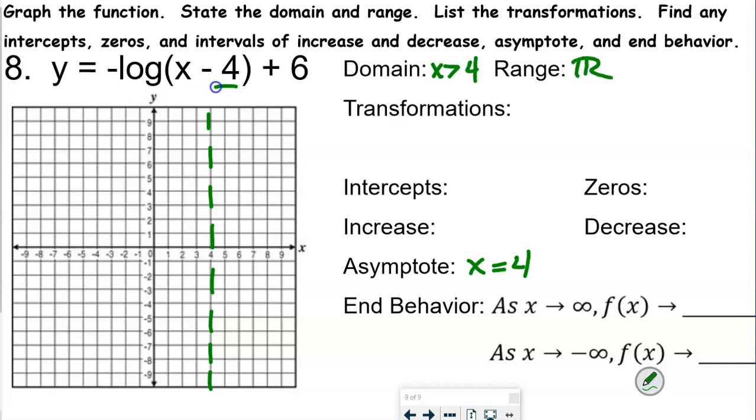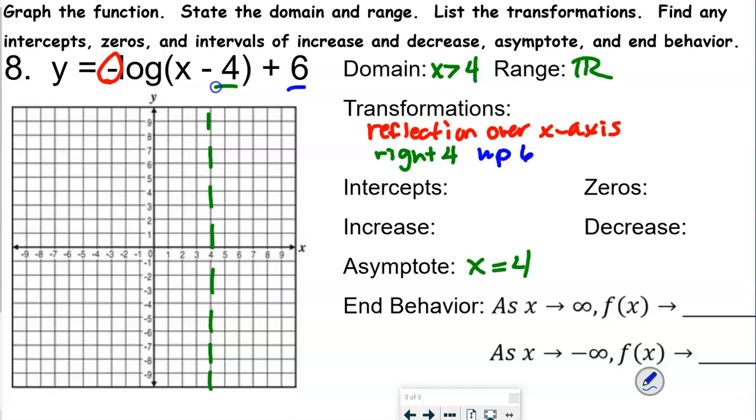Now, the difference with this graph is, y'all see this right here? This negative out front? Let me do it this way. Y'all see this negative right here? That means we're going to have a reflection over the x-axis, okay? So that's a reflection over the x-axis. Then we're going to have that 4, which is going to be right 4. And then we're going to have the 6, which is going to be up 6, okay?